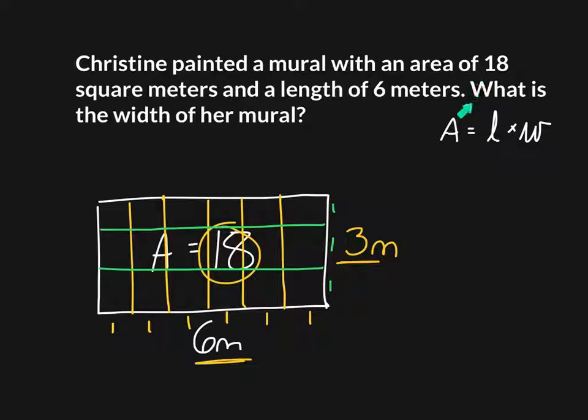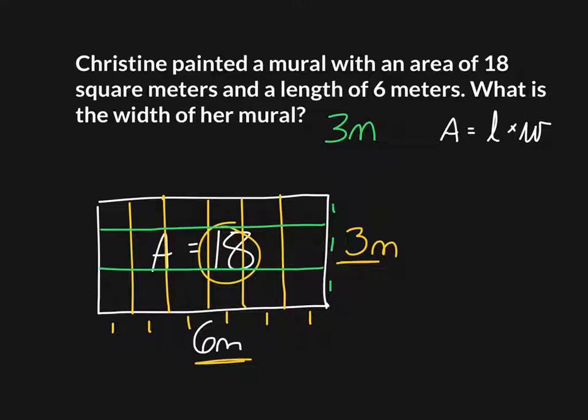So my answer to the question, what is the width of her mural? The answer would be 3 meters. That is the width of the mural. Now let's say that Christine is planning her second mural. And her second mural is going to be the same length, but it's going to be 4 times as wide.